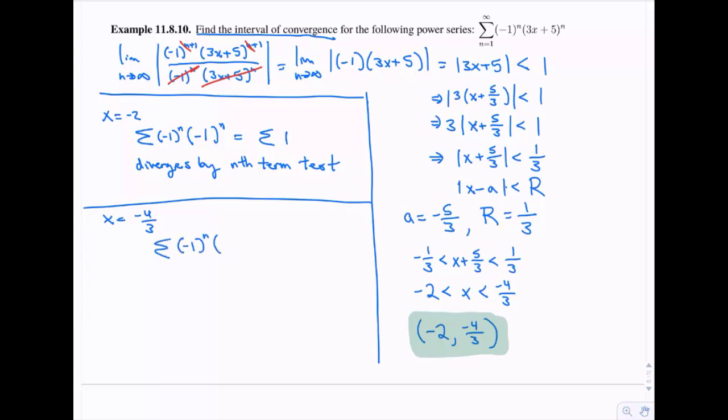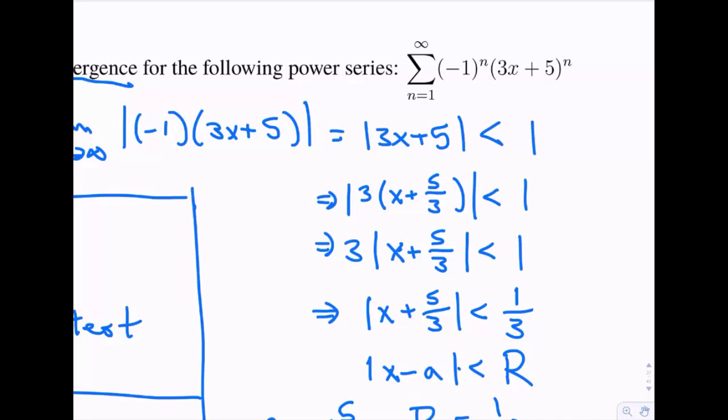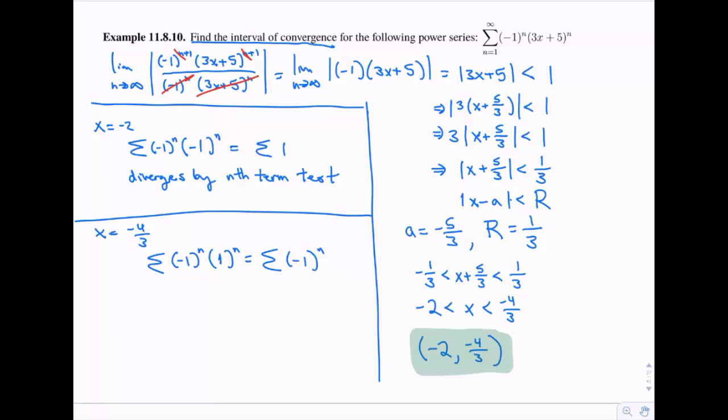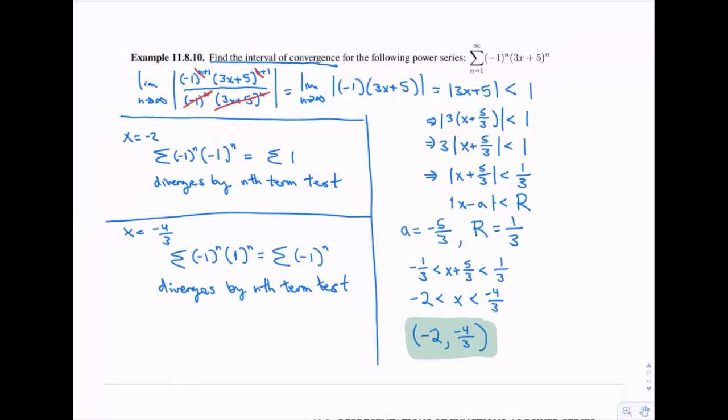What about at -4/3? If I plug in -4/3, well, -4/3 times 3 would be -4 plus 5, that would be +1. So to have -1 to the n times 1 to the n, well, this is going to be the sum of -1 to the n. So I'm going to be adding a +1, then a -1, then a +1, and a -1, and this is going to diverge. Again, by the nth term test, because the sequence here does not converge to anything. It goes back and forth between positive and -1. And if we want the series to converge, we need the sequence of terms to approach 0.